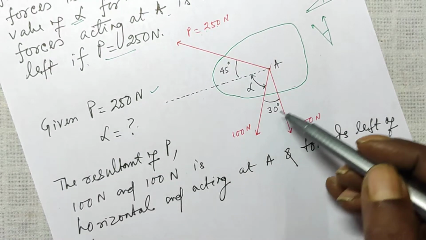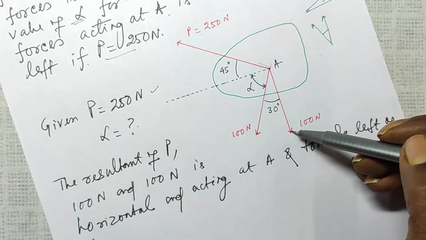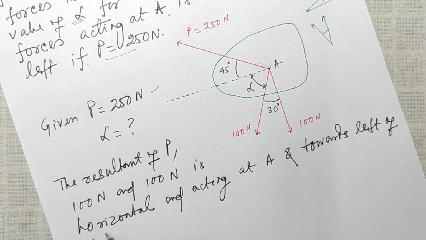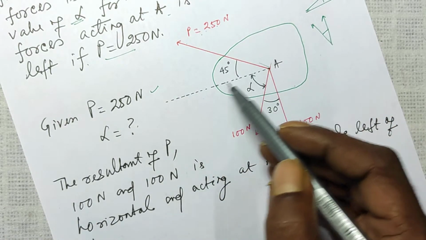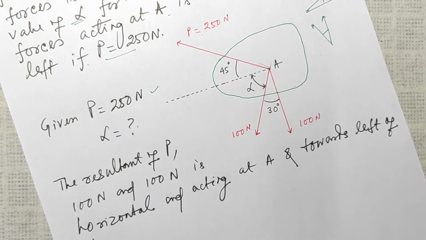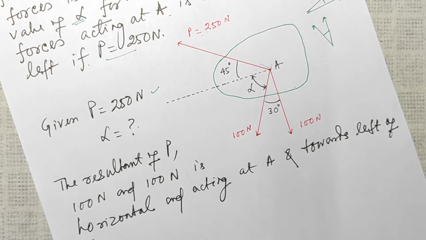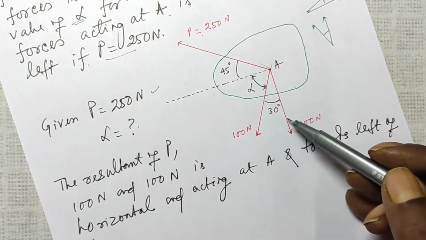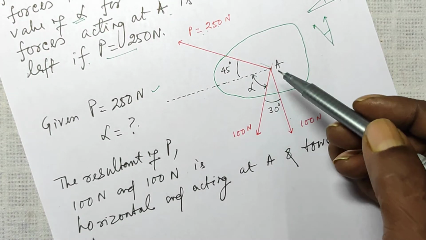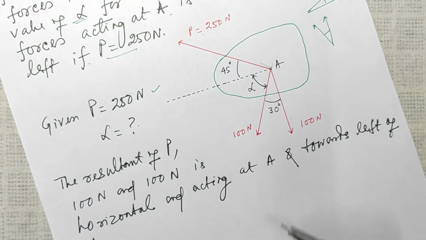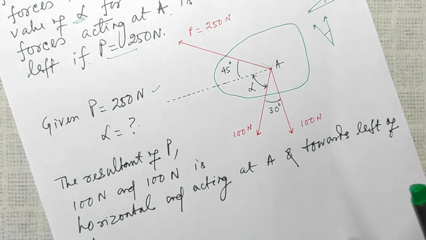The resultant of P and these 100 Newton forces is horizontal and acting at point A towards the left. For which value of alpha will that be possible? So as we discussed in the previous problem, if there are 100 Newton forces like this, with 30 degree between them, we had found that resultant. So the same diagram I have drawn on the next page with this as x-axis and this as y-axis.